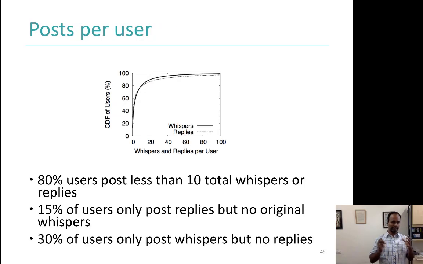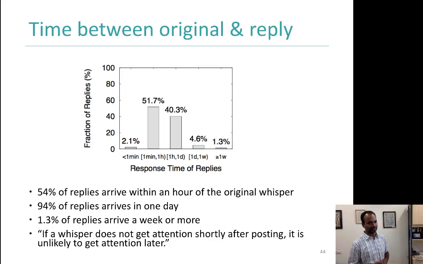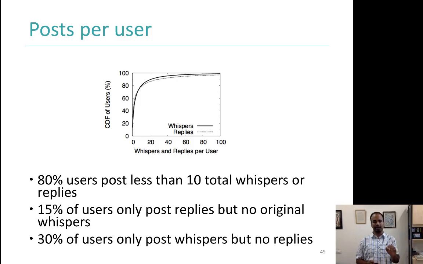And that's basically the two analyses that we saw. One is how much attention the content posted on Whisper is getting, and how much time it takes to get the attention, and then what level of activity users have on these networks.